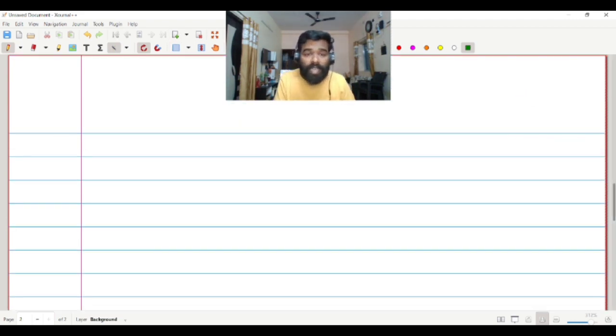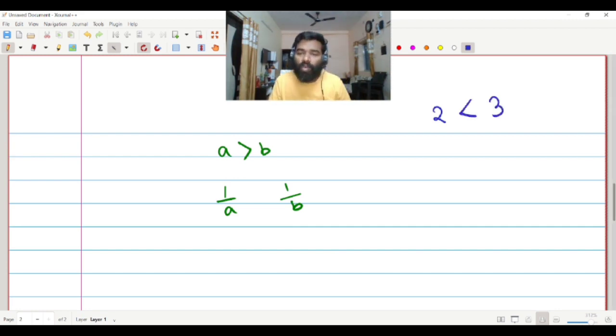That is, if we have a is greater than b, and you want to make it reciprocal, like if I want to write 1 by a and 1 by b, what will be the sign in between then? That is the question now. Like if I take 2 is less than 3, we know this. What I want to write is 1 by 2 and 1 by 3. If I make it reciprocal, what will be the sign in between?